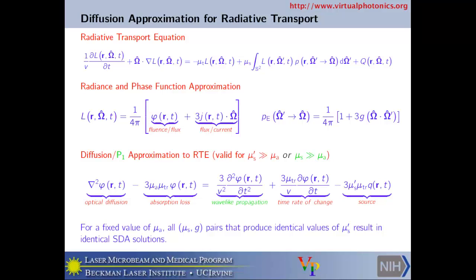You can basically retain all the terms that I've annotated in red below. If you want to relax this a little more and say, okay, I want to get a slightly better solution, and you only want to make the approximation that mu S is much, much larger than mu A, then you need to include this wave-like propagation term. For cases where you have just time invariant transport, these first two terms go away, and for steady optical transport problems, the diffusion and the P1 approximation are equivalent. Okay. Any questions about this?